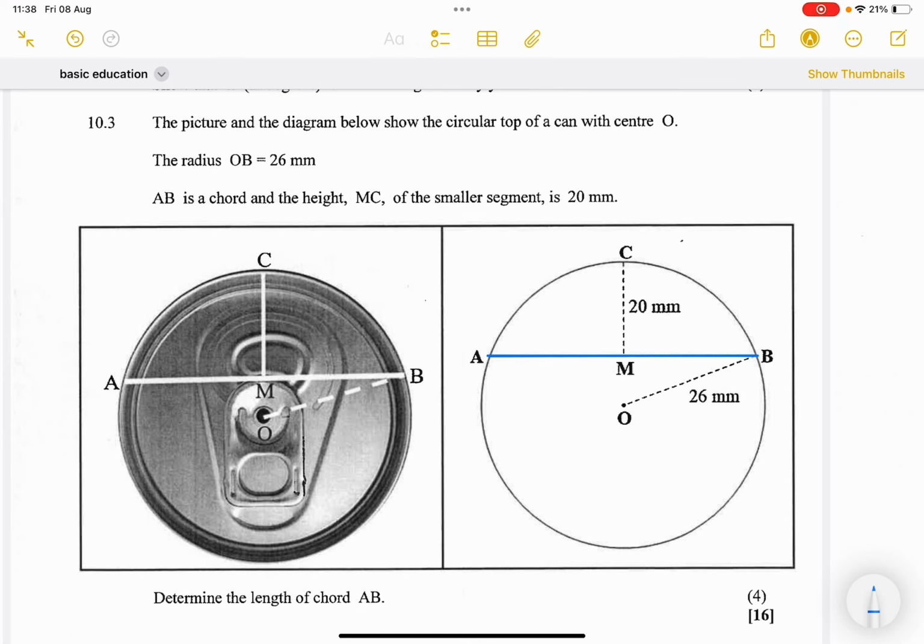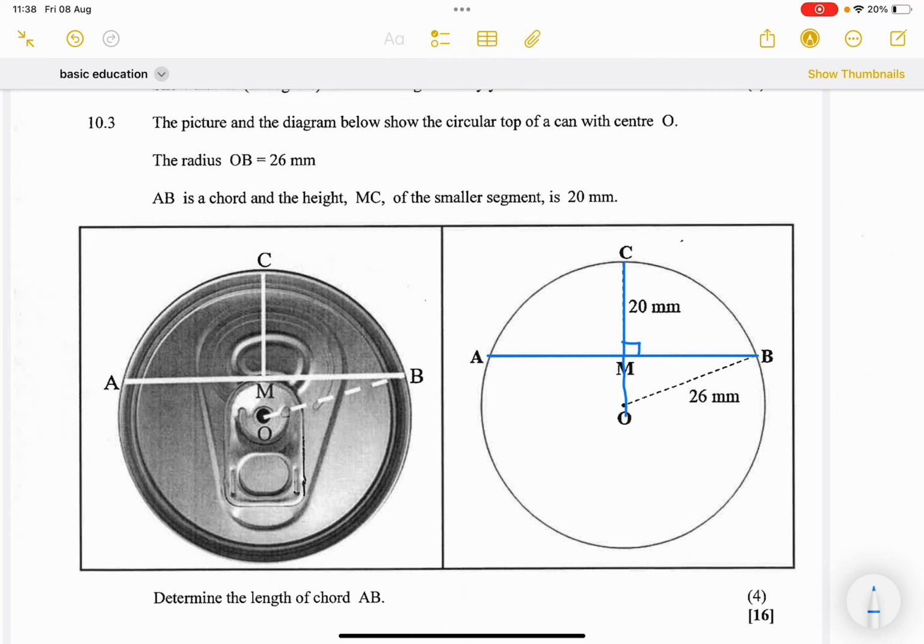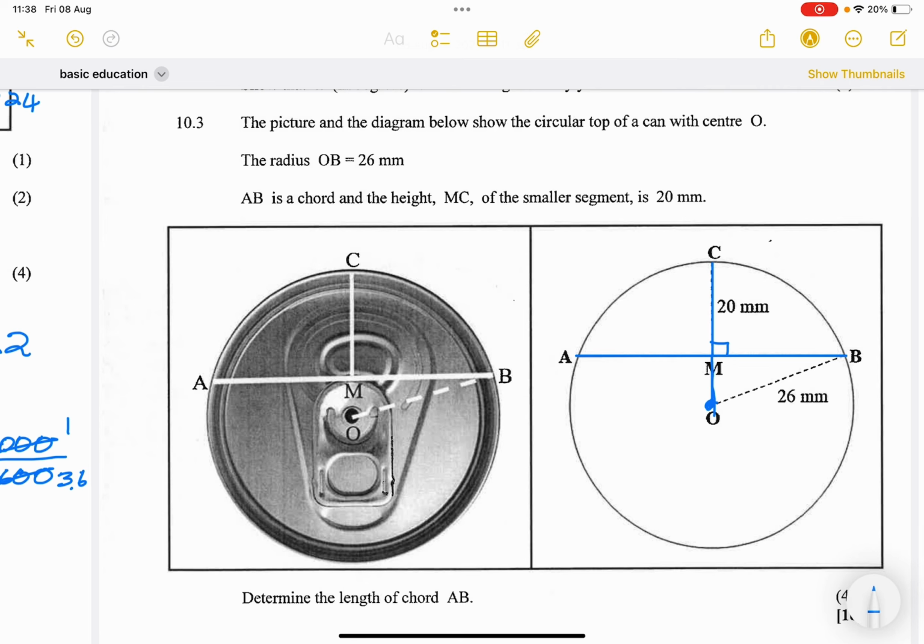And they say the height MC of the smaller segment is 20 millimeters. Of course, if it has to be a height, then that angle must be 90 degrees. So we can extend this a bit and make that 90 degrees. So OM, I'm extending that, so that means that's also a radius.